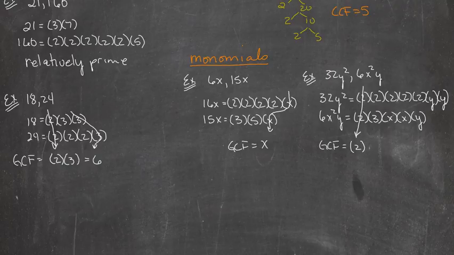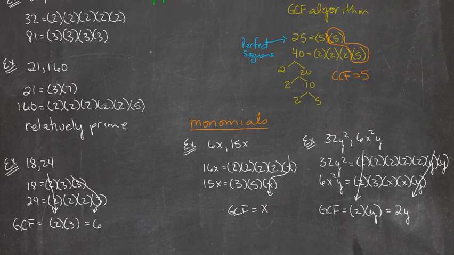I'm done there. I have x's in the 6x squared, but I have no x's in the 32y squared. But I do have a y in both of them. So I'm going to write that down. And that's everything that's common. So the greatest common factor, 2 is a common factor, y is a common factor. But the greatest, the biggest common factor is 2y.